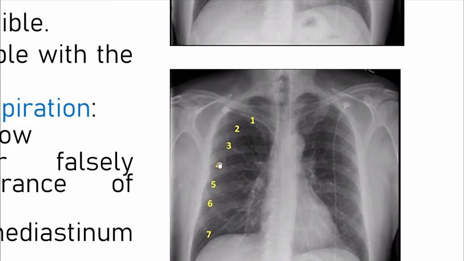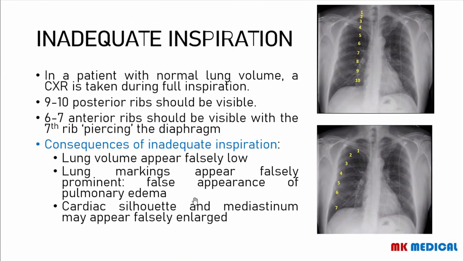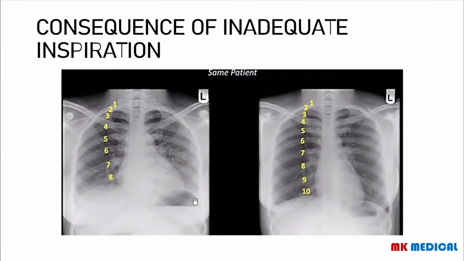If you're not able to see them on this image, I think they will be much clearer on the next image. So you have 1, 2, 3, 4, 5, 6, 7. You see that the seventh rib here is piercing the diaphragm. So it means that this X-ray was taken on full inspiration.